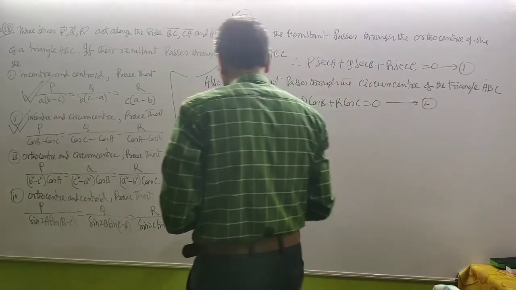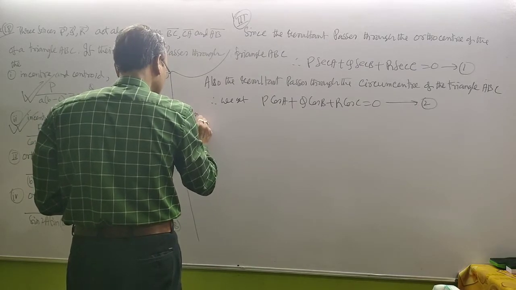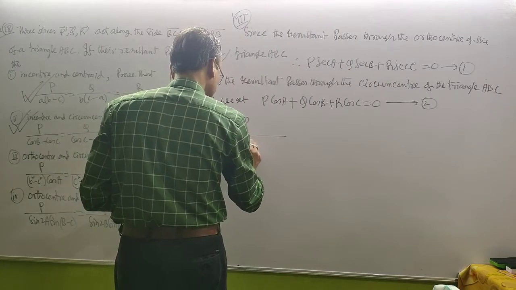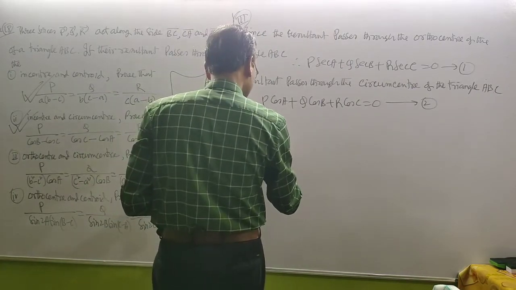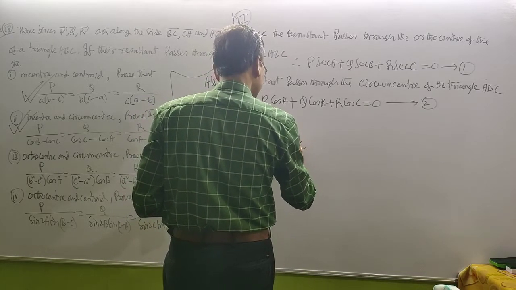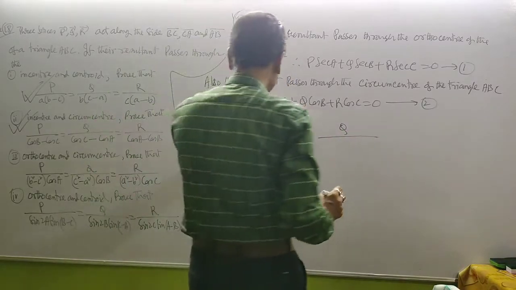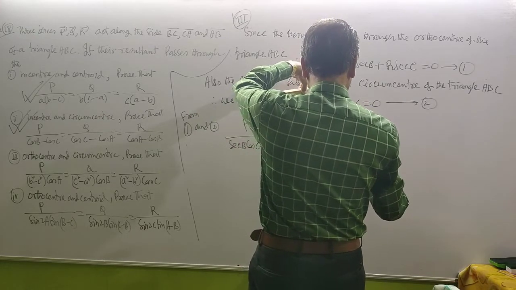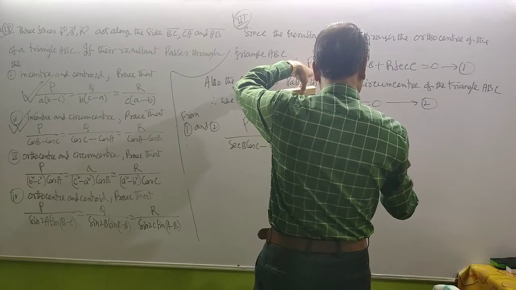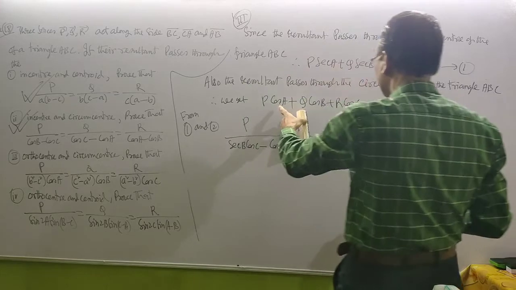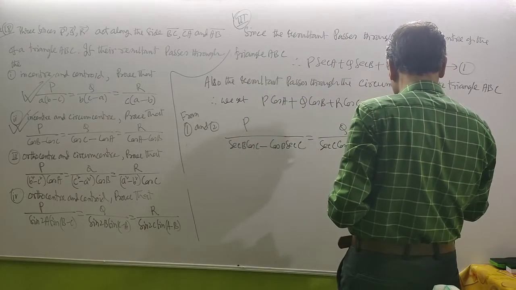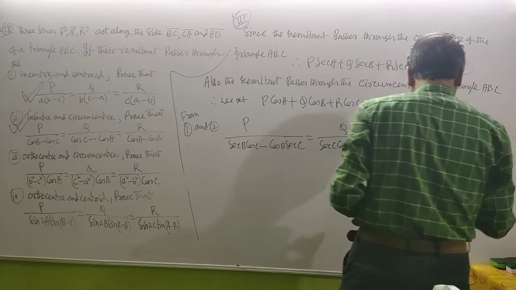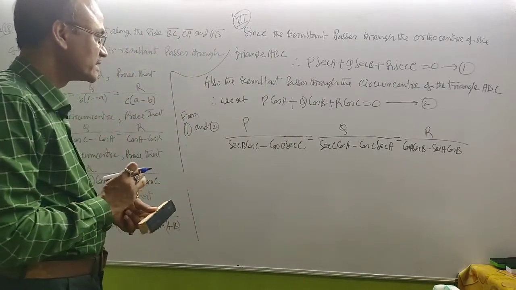By the cross multiplication method, from 1 and 2 you will get P divided by (sec B cos C minus sec C cos B), equal to Q divided by (sec C cos A minus cos C sec A), should be equal to R divided by (cos A sec B minus cos B sec A). You will get this one.